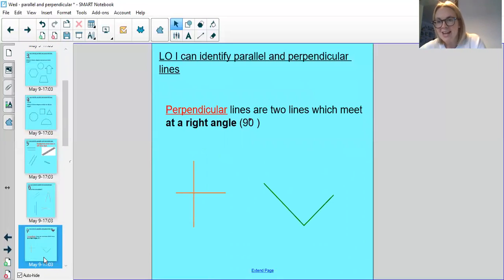So now is our next word for this morning, our next maths word: perpendicular lines. Keep parallel lines in your head. They are lines that will never meet.